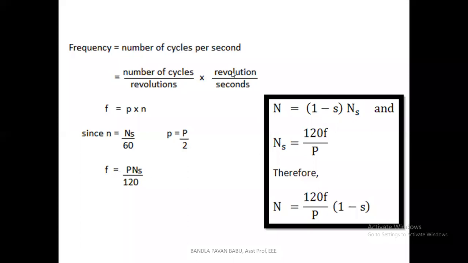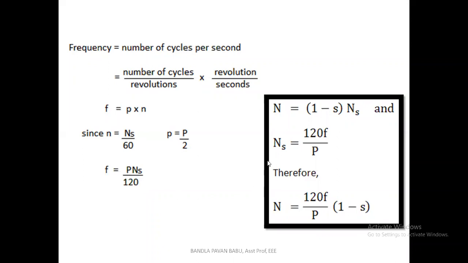So for simplifying this equation, we have converted it to revolutions per second. So f equal to p into n, where p gives the number of poles and n gives the speed. Next, n, that is synchronous speed in revolutions per second, gives Ns synchronous speed by 60. So here small p equal to capital P, number of poles by 2. So the supply frequency can be equated as P into synchronous speed by 120.